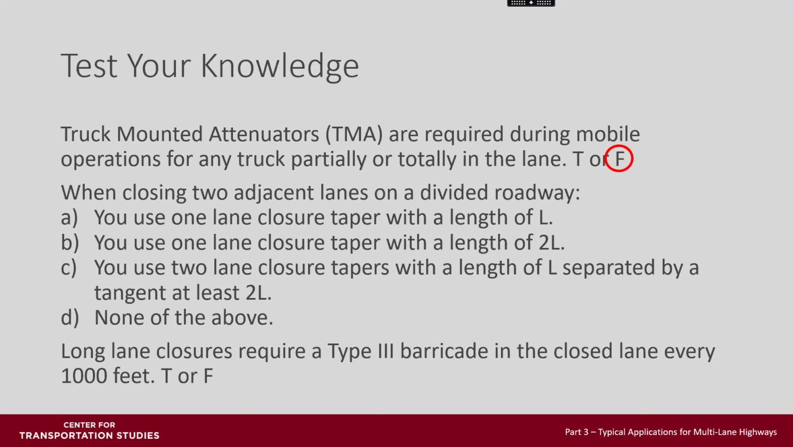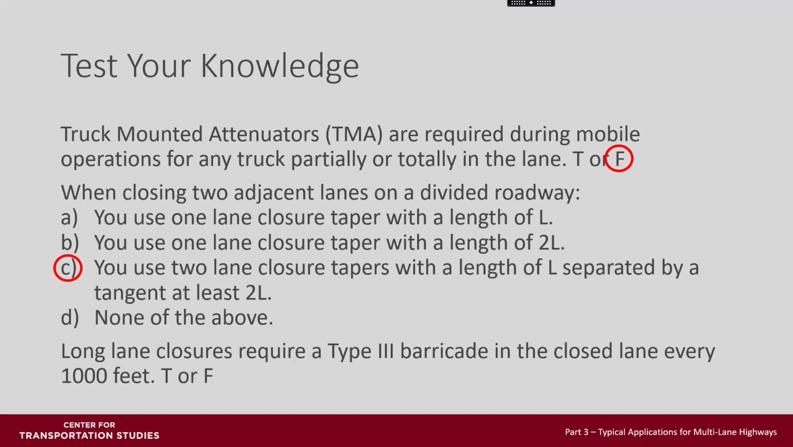When closing two adjacent lanes on a divided roadway, you use one lane closure taper with the length of L. You use one lane closure taper with a length of 2L. You use two lane closure tapers with the length of L separated by a tangent of at least 2L. C is the correct answer.